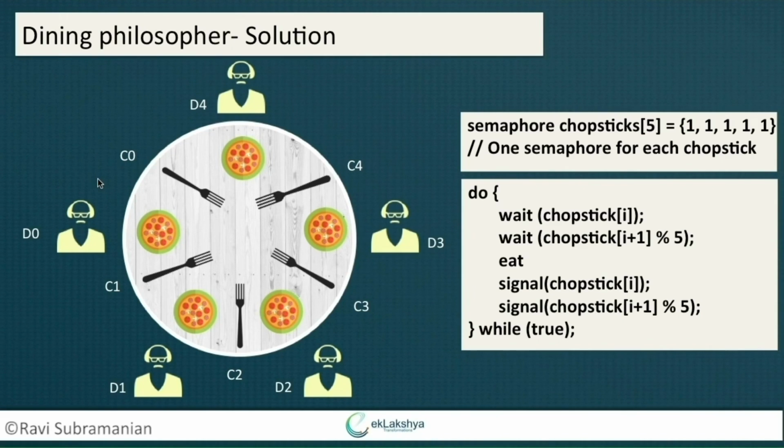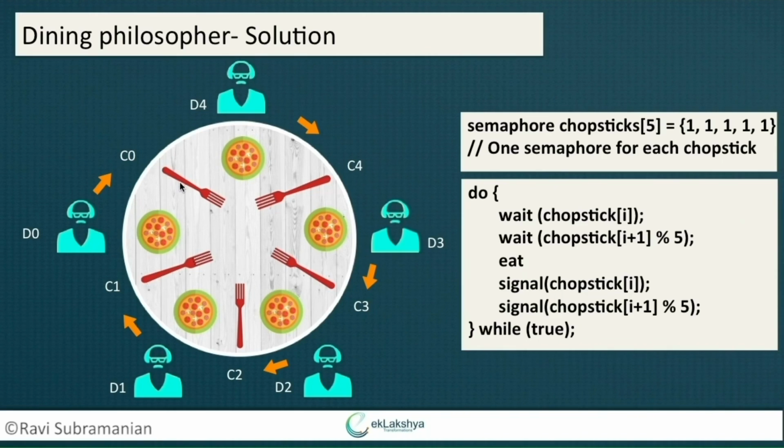So this looks like a good solution until we have a condition where each of the philosophers has thought enough and they want to start eating at the same time. Now they're going to get into this particular loop at the same time. Each of them will pick up the chopstick on the left. D0 is going to pick up C0, D1 is going to pick up C1, D2 picks up C2, and finally D4 picks up C4.